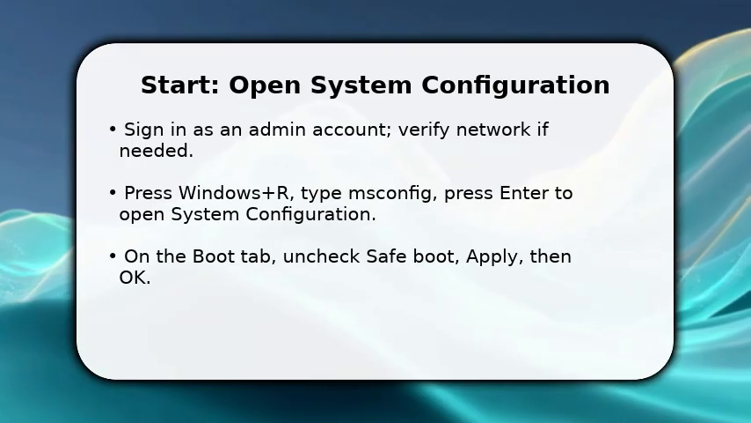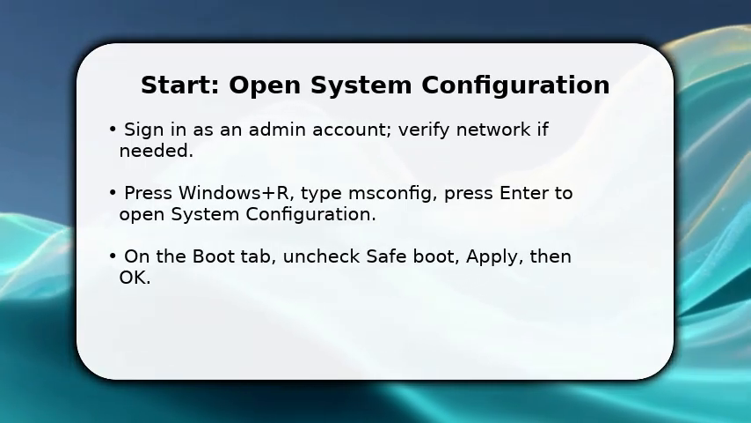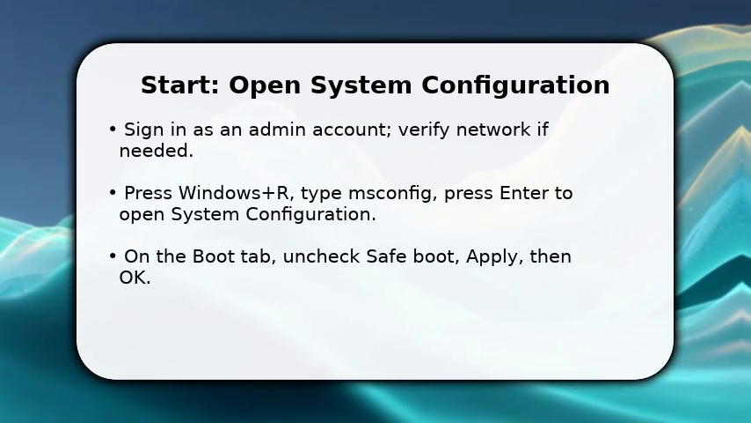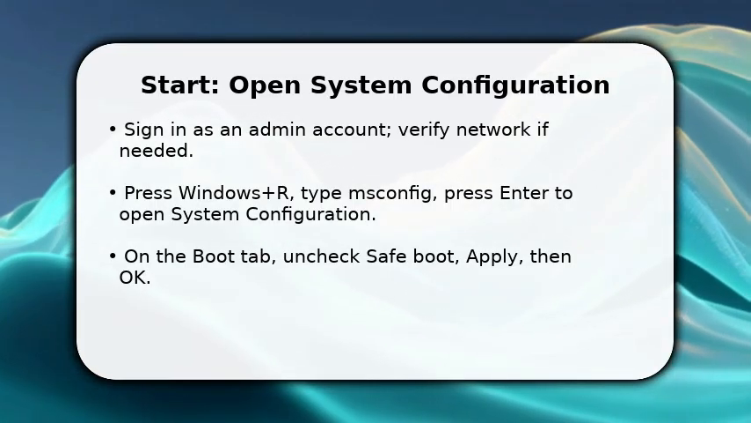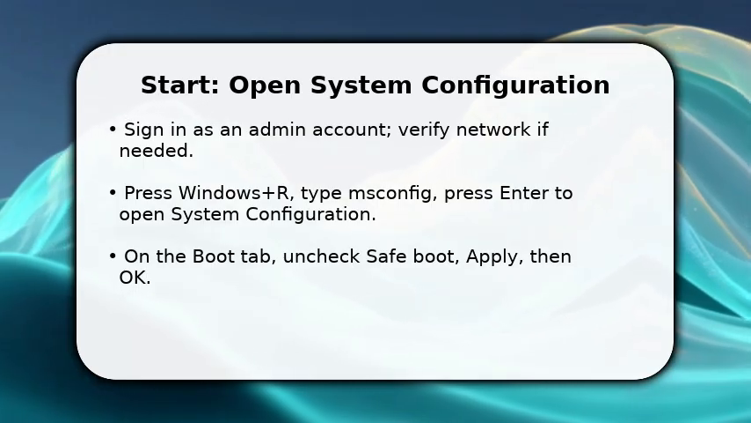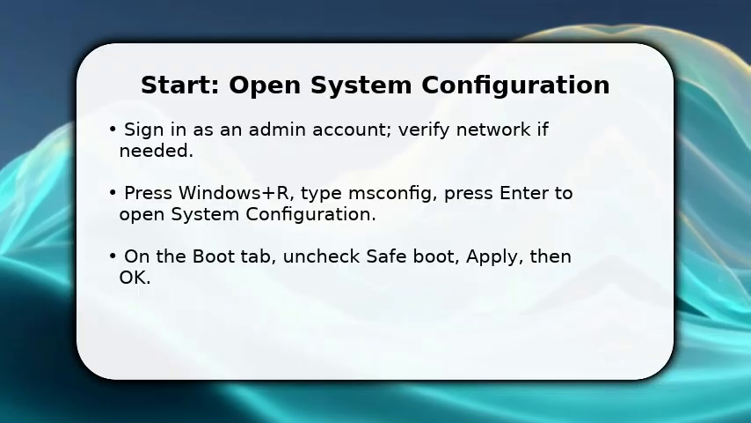Sign in with an administrator account so changes take effect. Once signed in, press Windows plus R, type msconfig, and hit Enter. That opens System Configuration. In the Boot tab, you'll see Safe Boot checked. Uncheck it. Click Apply, then OK.